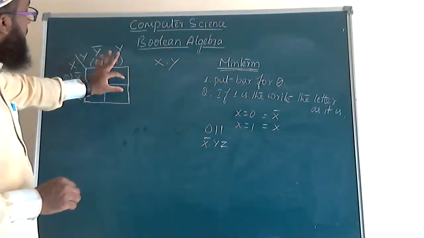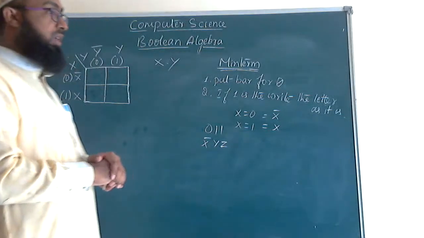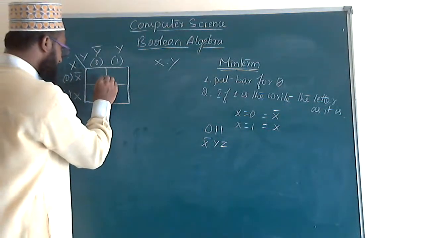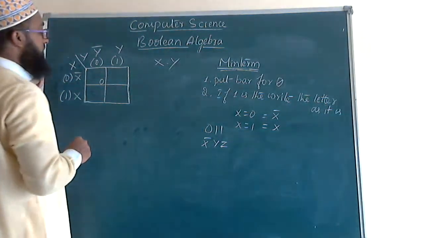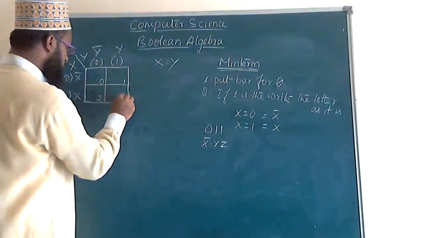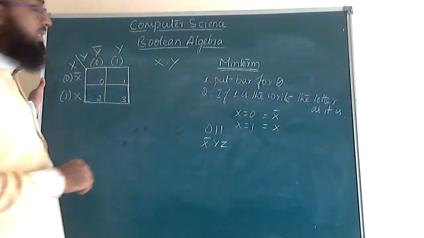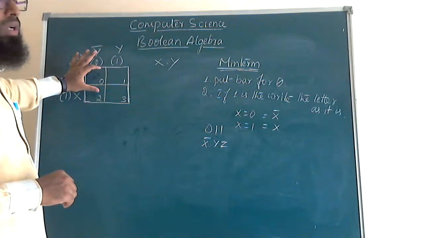Then we need to number the squares here. How can we number the squares? In this corner, we shall start from 0. 0, 1, 2, 3. Like this, we have to number the squares of the Karnaugh map.